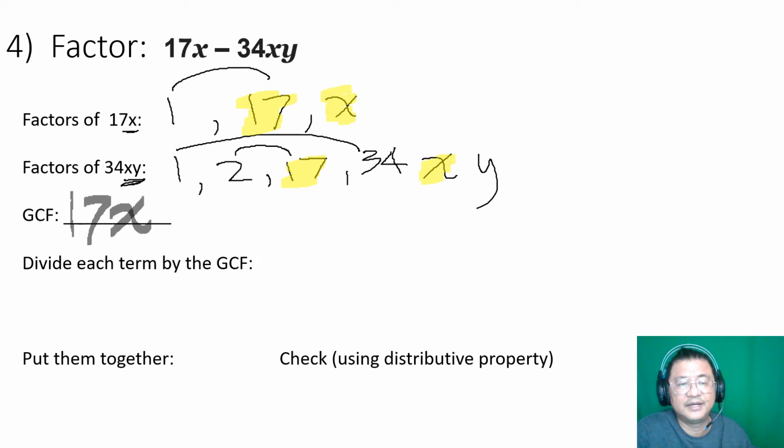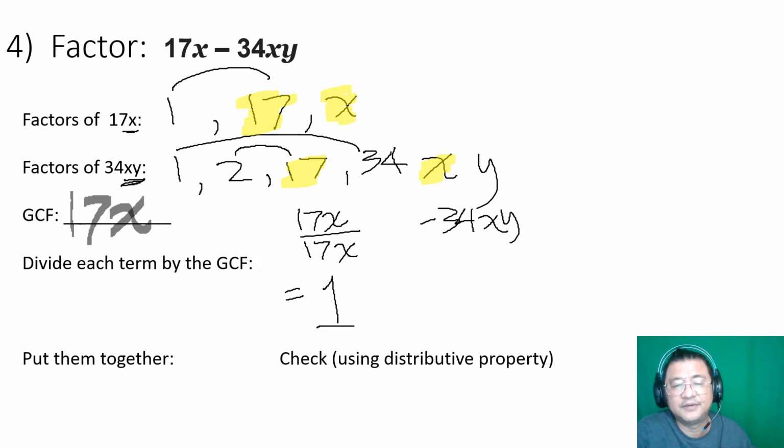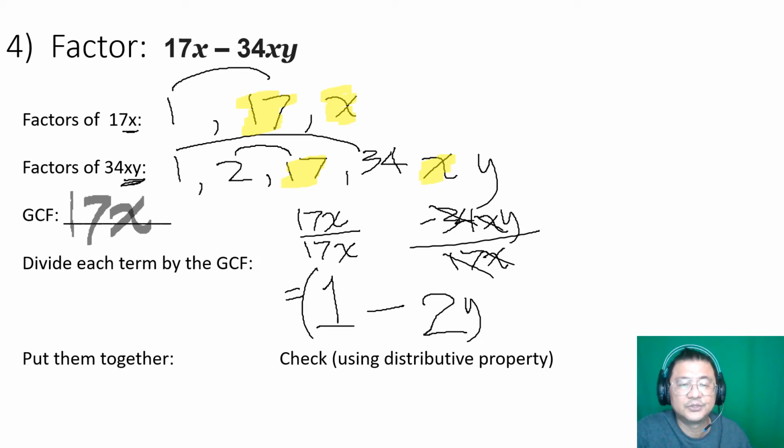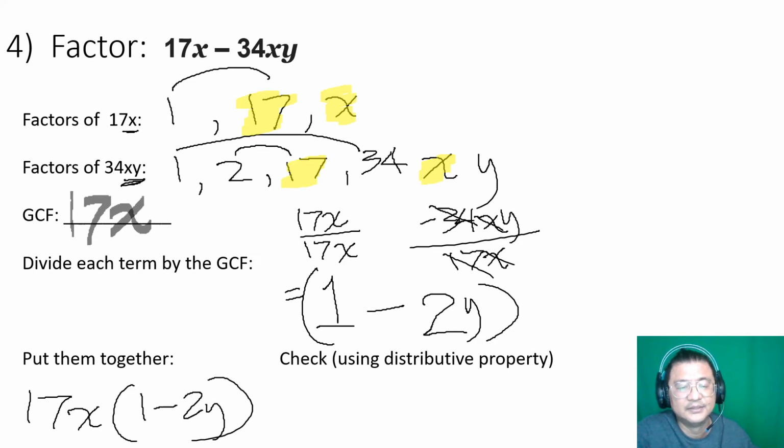So now I divide each term by 17x. 17x divided by 17x is equal to 1. No problem about that. Negative 34xy divided by 17x. So negative divided by positive will be a negative. 34 divided by 17 is a 2. Those x's cancel out and then the y is remaining. So that's the other factor. Put them together: 17x parenthesis 1 minus 2y. So these are the factors.